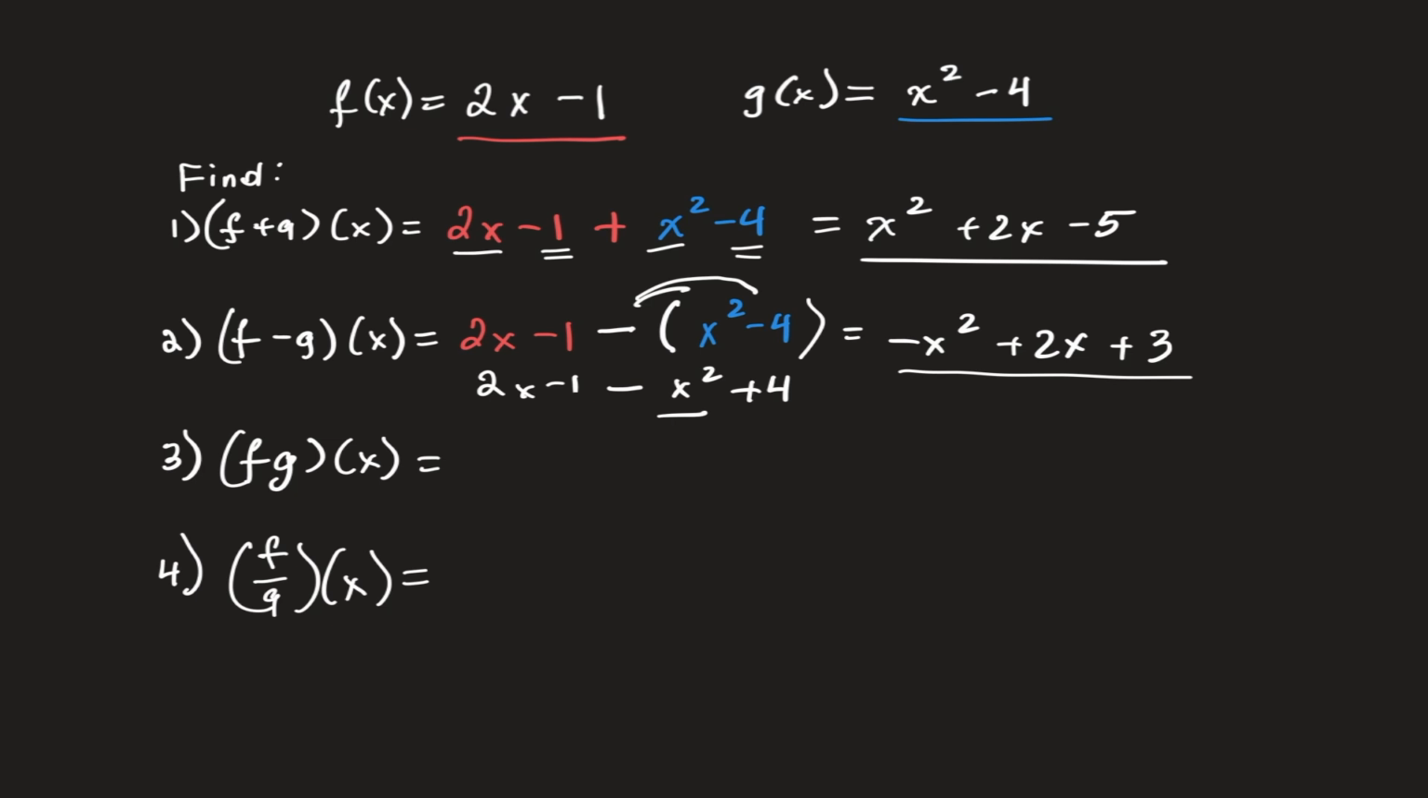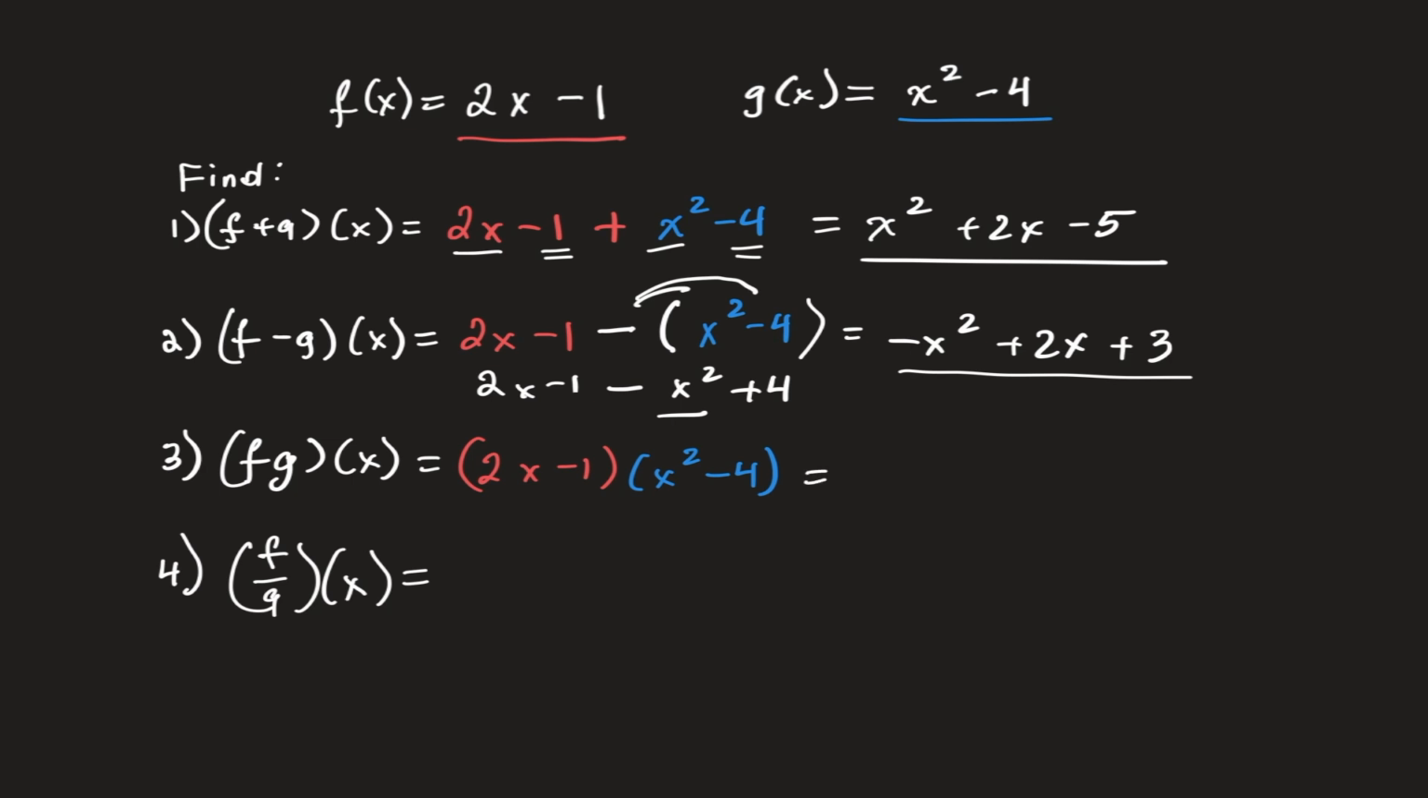The next one, we're going to multiply f times g. So again, I have my f of x, which is 2x minus 1. I'm going to put that in parentheses. And then I have my g of x, which in this case is x squared minus 4. So we have two functions here with two terms. We're going to use the FOIL method.